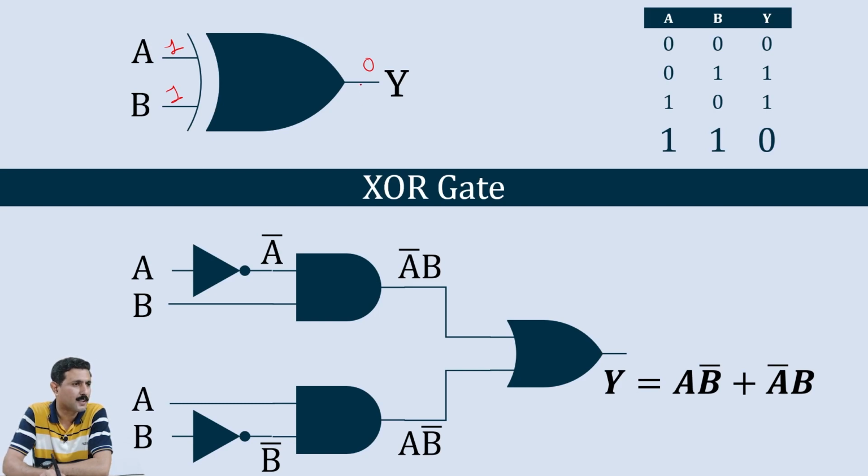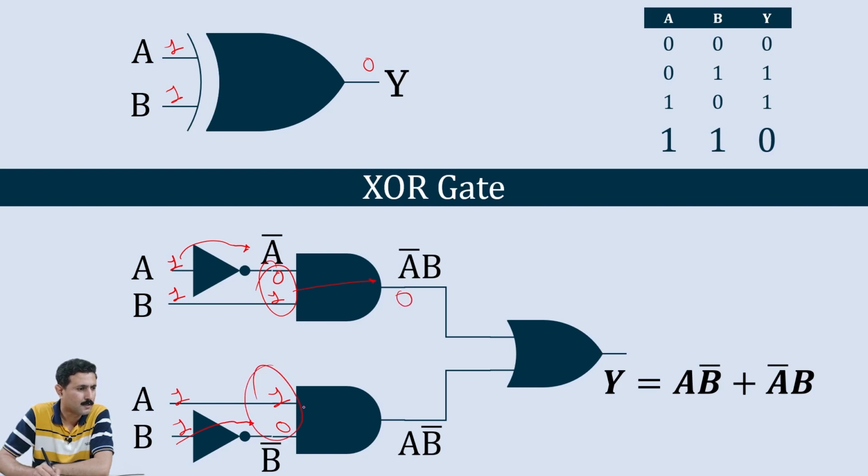Let's explore how we get 0 in the output. A is 1, B is 1. A bar will be 0, B is 1, and here A is 1 and B bar will be 0. So 1 into 0 is 0, and 1 into 0 is 0. So we have 0 plus 0, and 0 plus 0 gives 0 in the output, and that is why the output is 0.